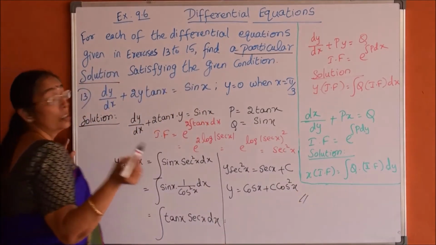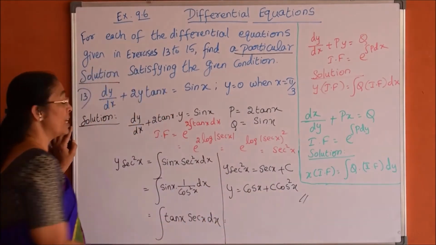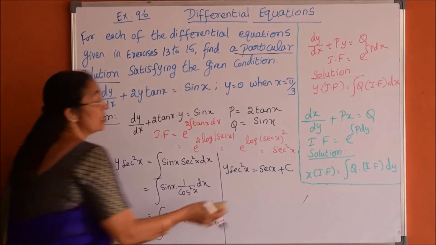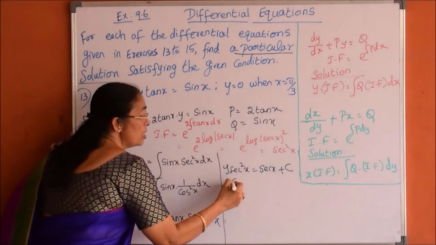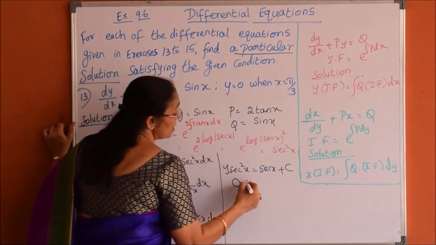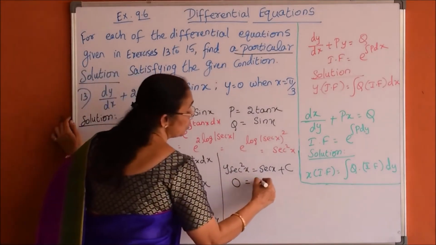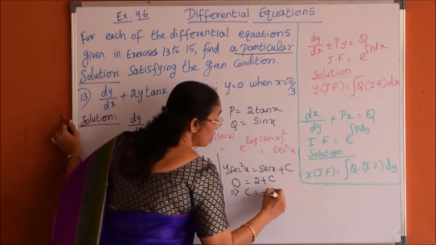Now, we have to find out the c value in this. It is not the general solution, it is a particular solution. So, we have to find out the c value. When y is equal to 0, x is pi by 3. Substituting y equal to 0 and x equal to pi by 3, 0 is equal to secant pi by 3 plus c. Secant pi by 3 value is 2, so 0 is 2 plus c, which implies c value is minus 2.